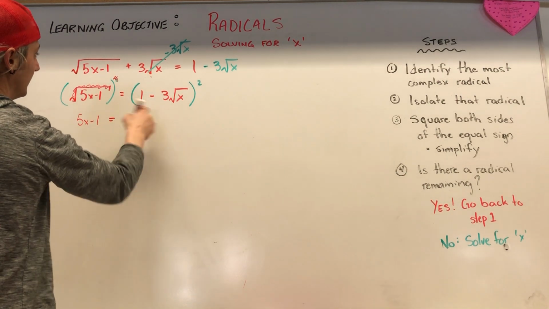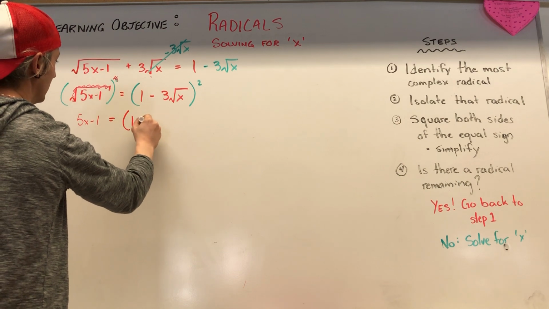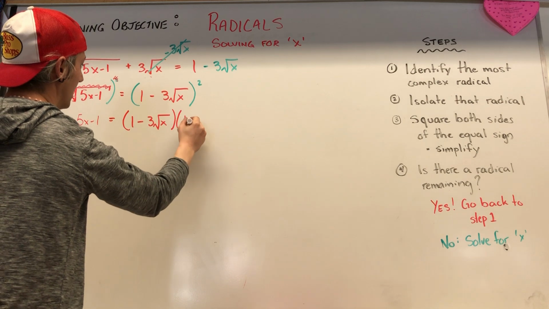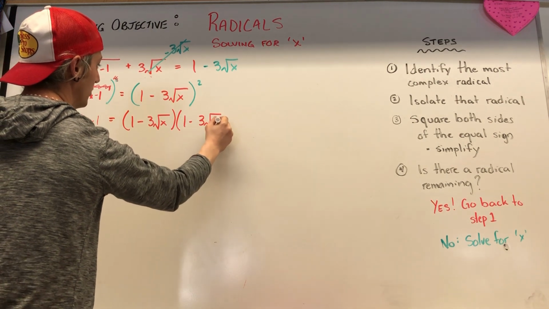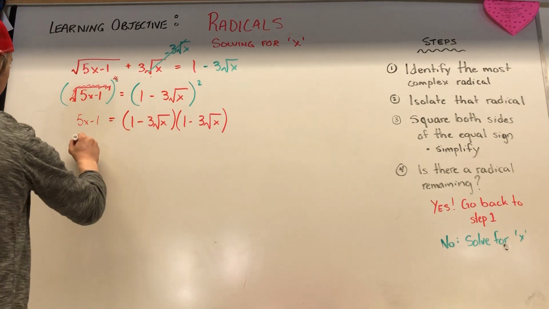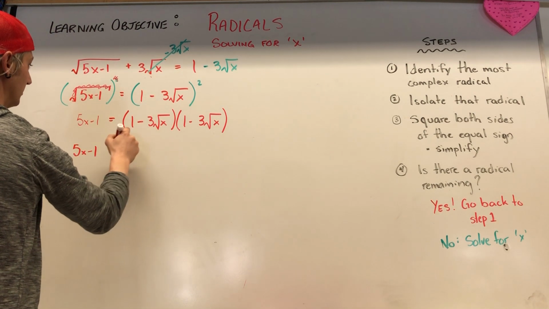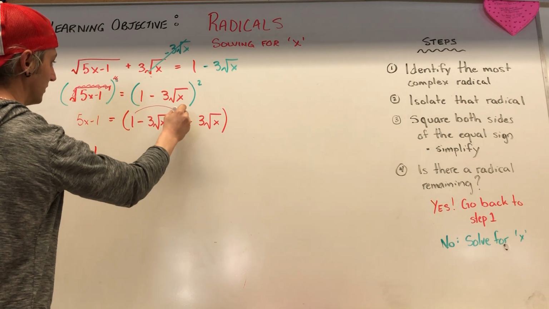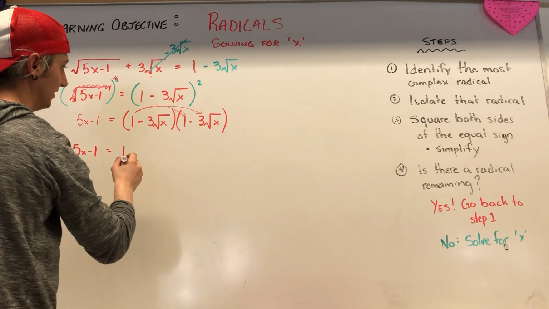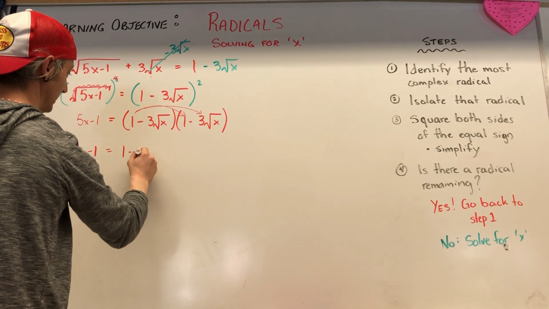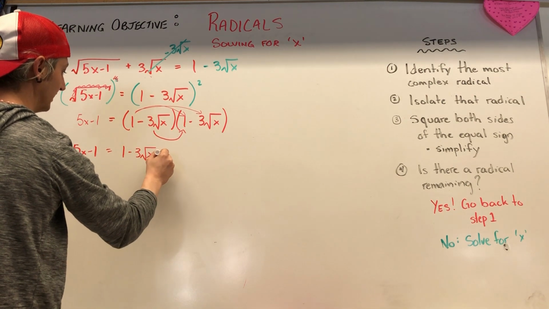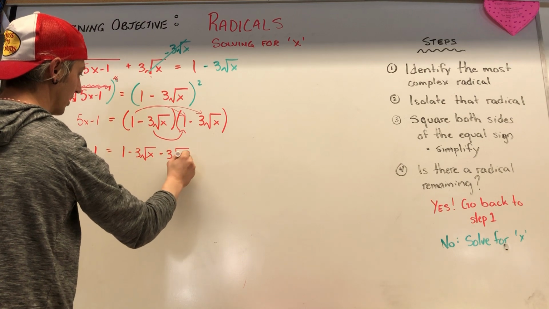This side is going to be a little more complicated, and we are going to have to remember how to multiply binomials with radicals. So to do this multiplication, 1 times 1 is 1. 1 times the negative 3 square root of x is just negative 3 square root of x. I just have one of those. Negative 3 square root of x times 1 is again negative 3 square root of x.